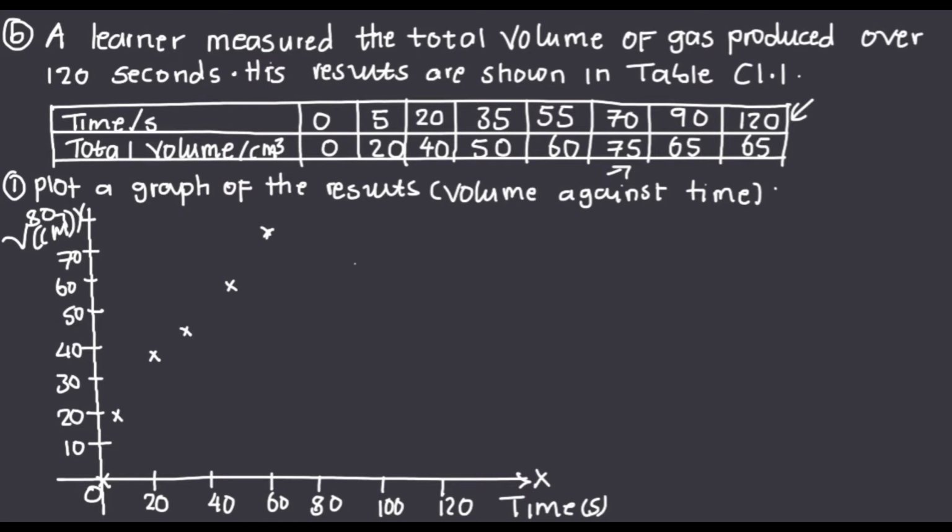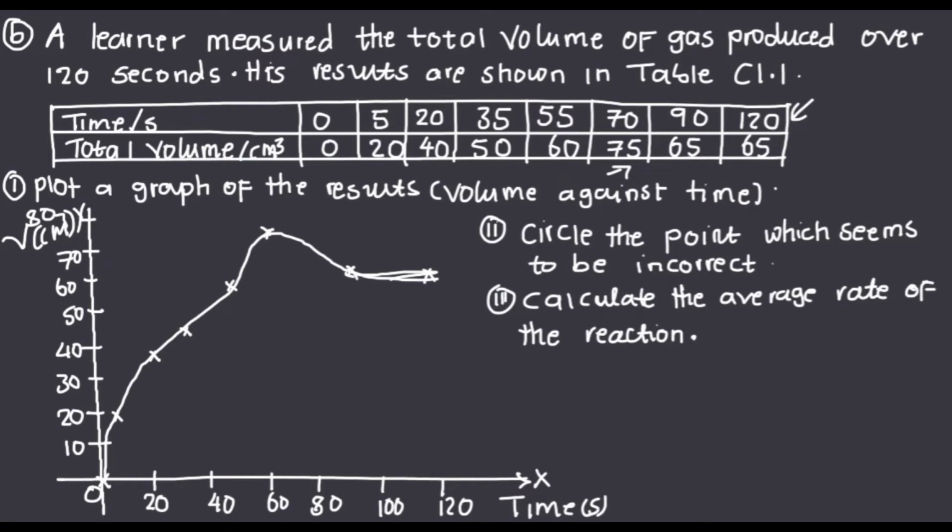So 90, 65 somewhere here, 120, 65. So our graph is moving in this particular manner. So that is our graph. For you, if you are using the actual graph paper, you'll be able to get a clear picture. Okay, so now we move on to Roman number 2.